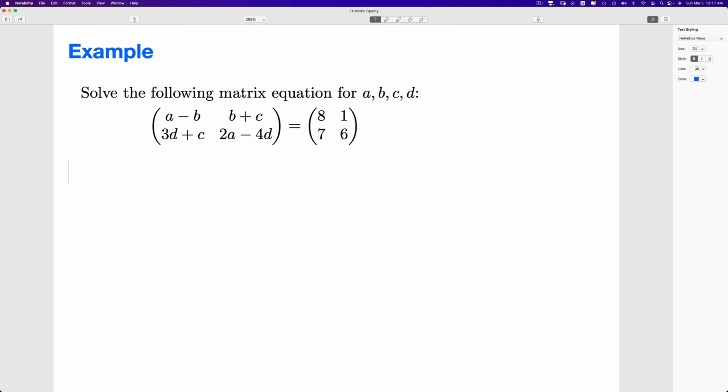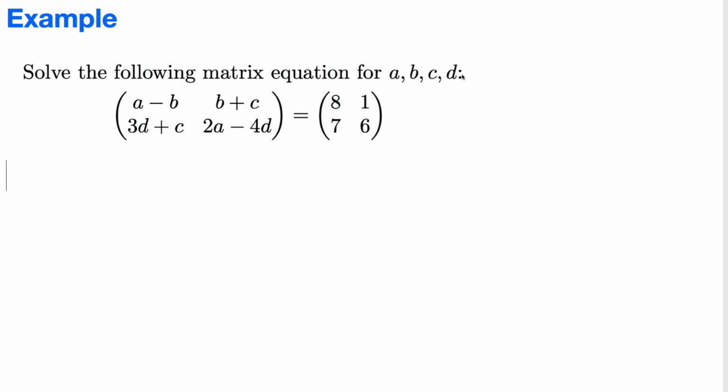Okay, so let's solve the following matrix equation for A, B, C, and D. Two matrices are equal if they have the same number of rows and columns. So we have that, so that's a good start. And if they're equal element-wise, okay? So that means that A minus B equals 8, B plus C equals 1, 3D plus C equals 7, and 2A minus 4D equals 6. Okay, so that's our goal.